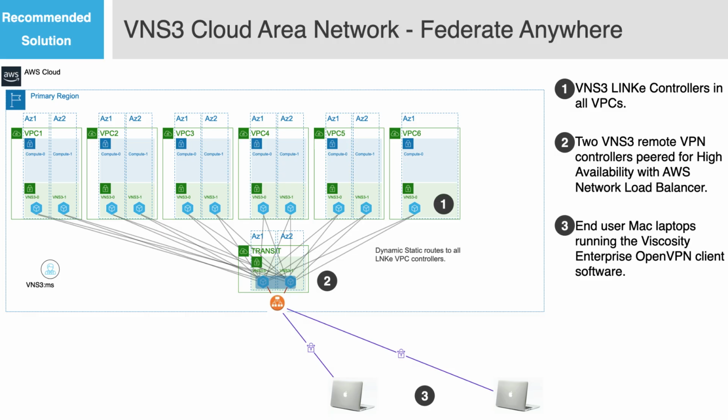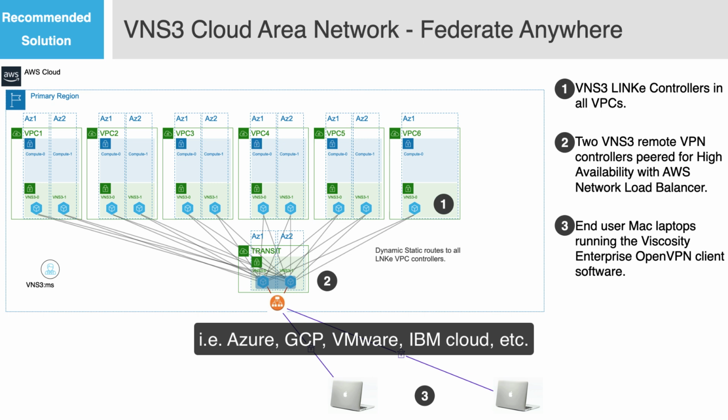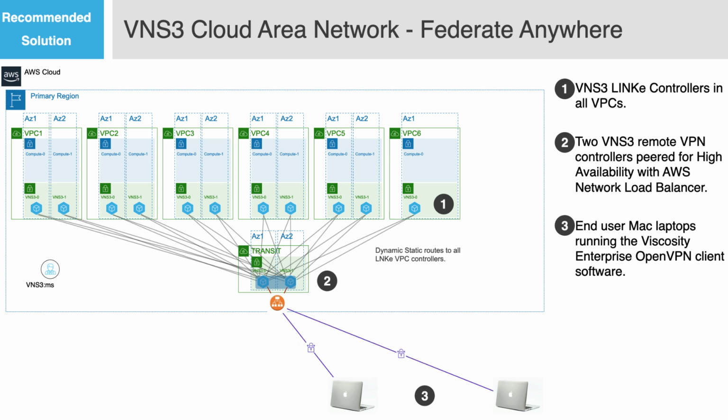In this video, we will be going over how to set up your VNS3 LNKe controller in AWS. The same process applies for VNS3 LNKe running on any other cloud provider. VNS3 LNKe was created as a replacement for AWS Transit Gateways, providing multi-cloud connectivity and saving money on data transit costs, all while providing additional networking features and visibility to your cloud topology.